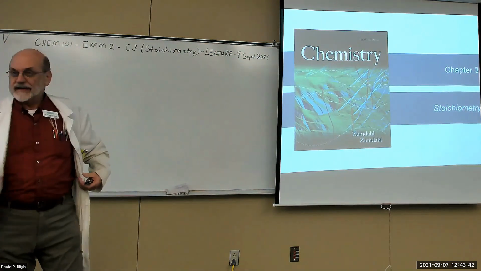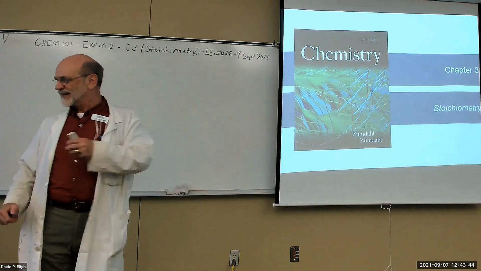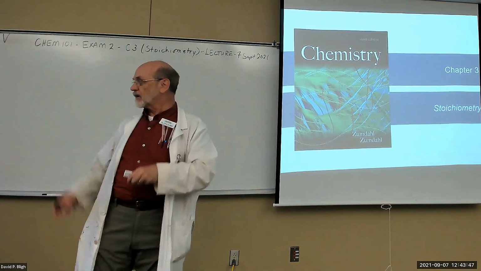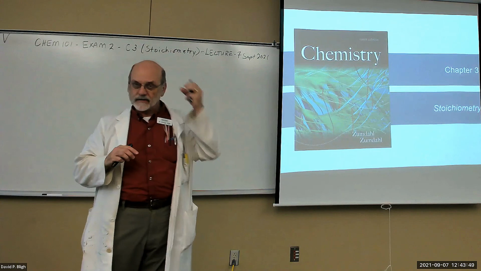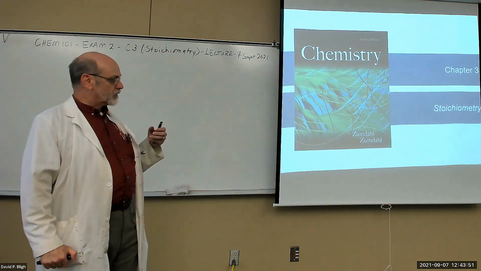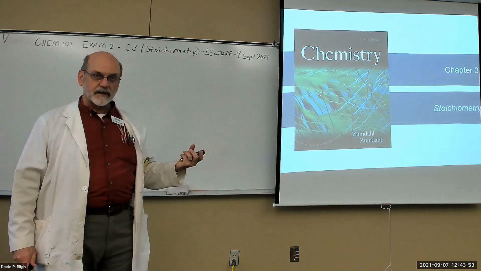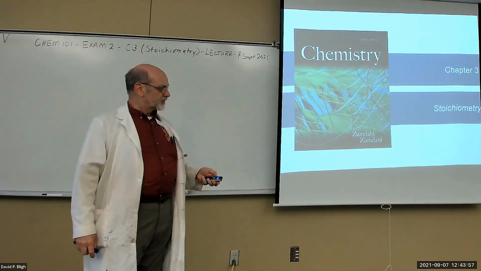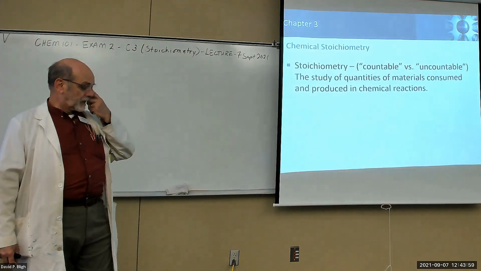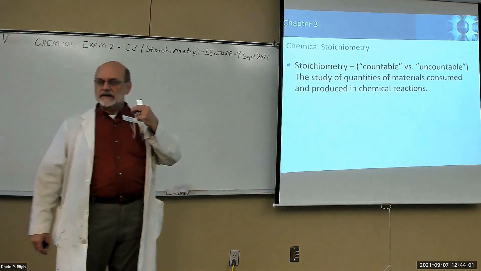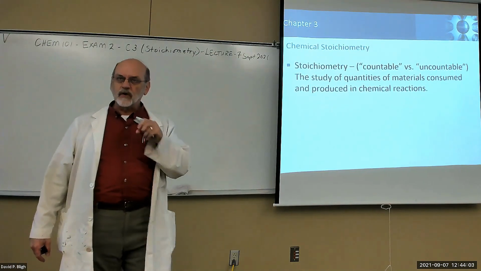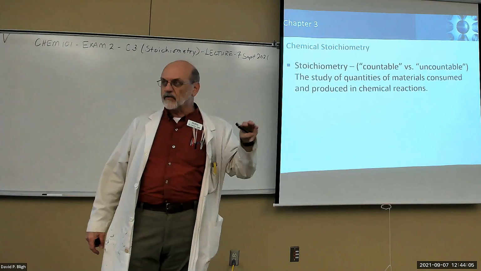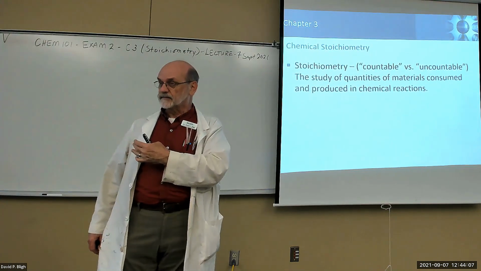We're gradually getting into doing chemistry. We know our symbols, we know how to name compounds. Now we're going to talk about chemical reactions and stoichiometry. Stoichiometry is a fancy name for just keeping track of what goes into a reaction so you know what comes out of the reaction.